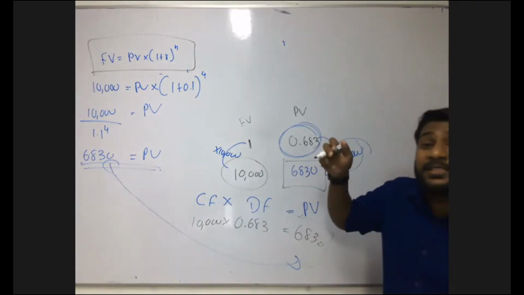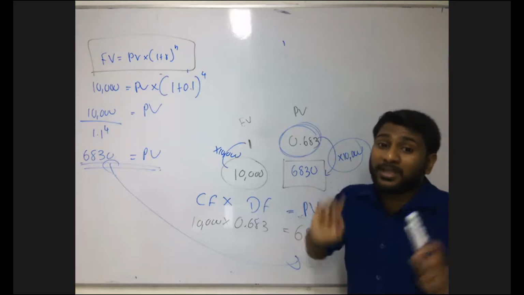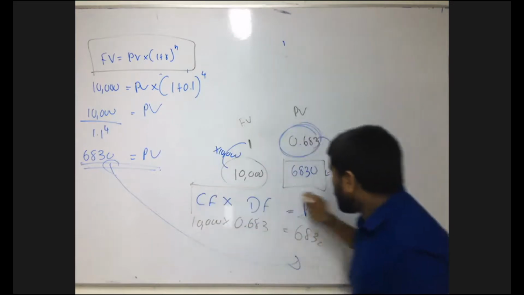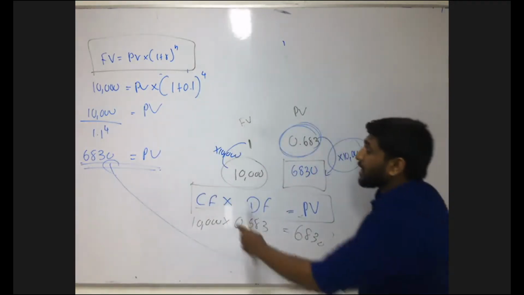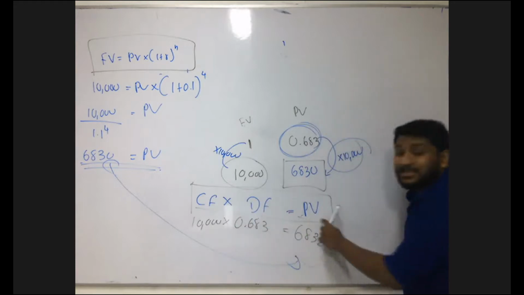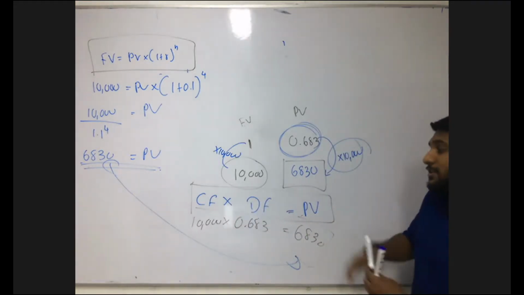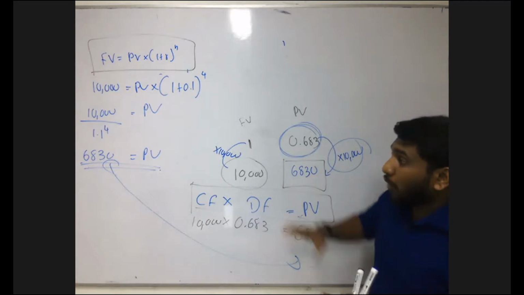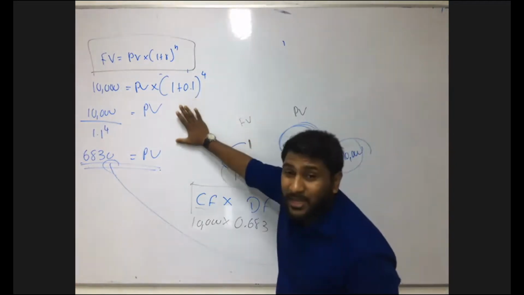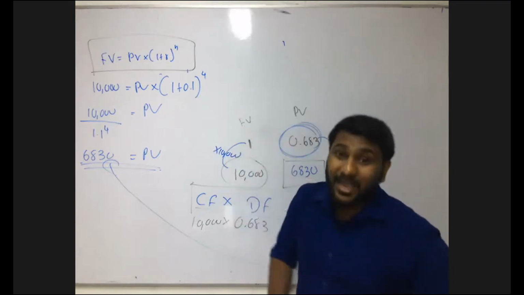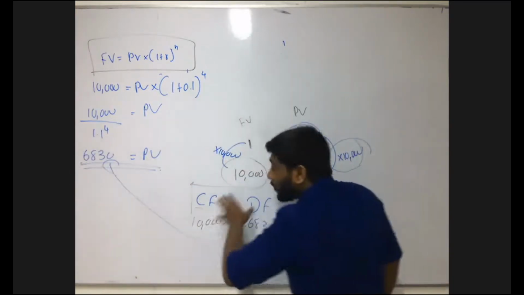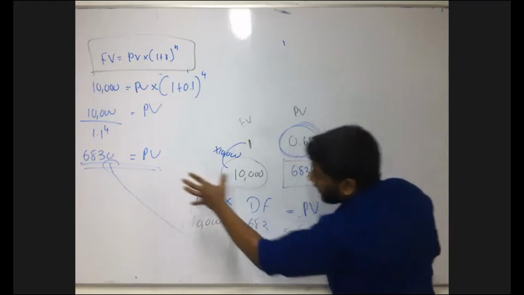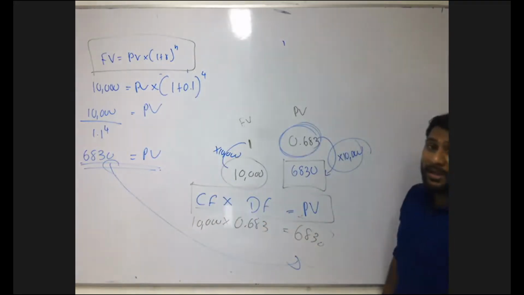To find the present values of cash flows, there are two methods. One is using the formula, and also using the discounting factor: cash flow into discounting factor is equal to present value. I could have given you this formula directly and asked you to use the table. But why did I do this calculation for you? For you to get an understanding. Using both methods, you can get the same answer.